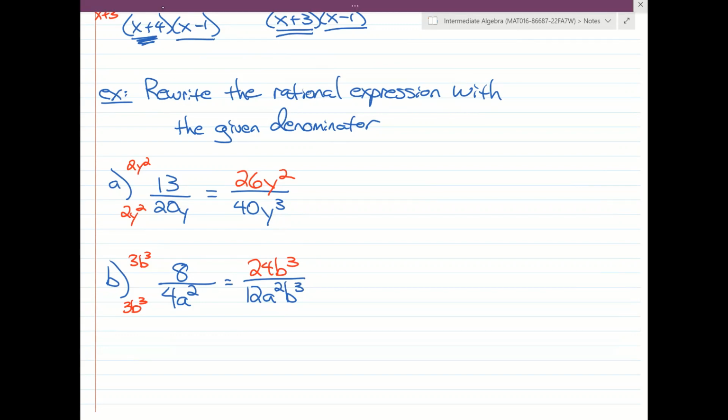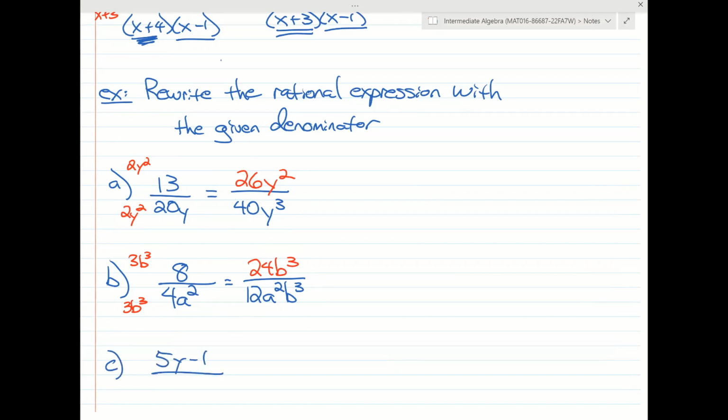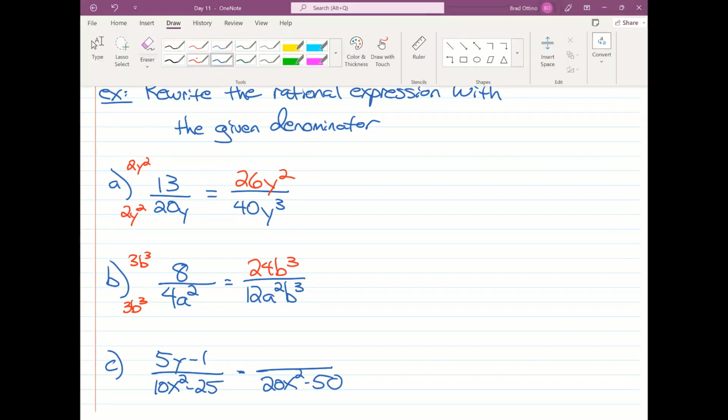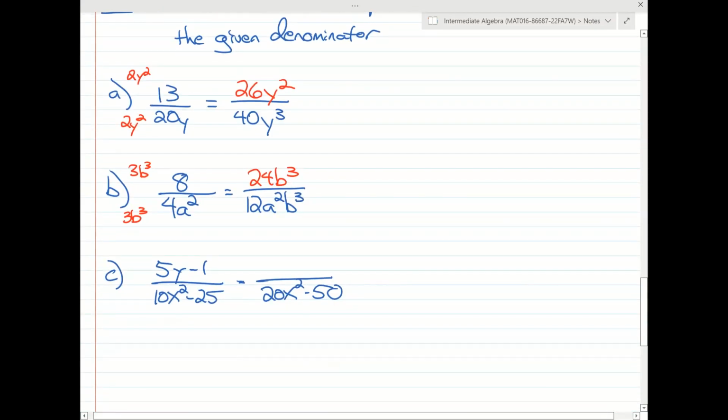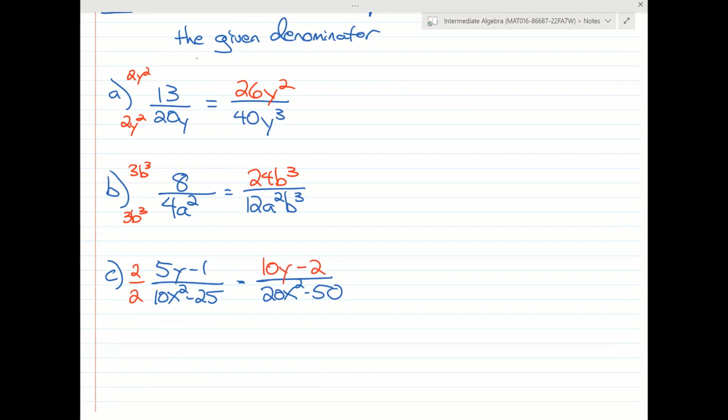And then one more of these. What if we had 5y minus 1 over 10x squared minus 25? And we wanted to try to make the denominator 20x squared minus 50. Well, to get that, we just have to multiply top and bottom by 2. And we get 10y minus 2, and the bottom would be exactly what we wanted. All right.